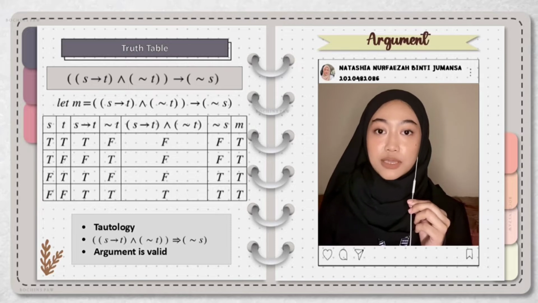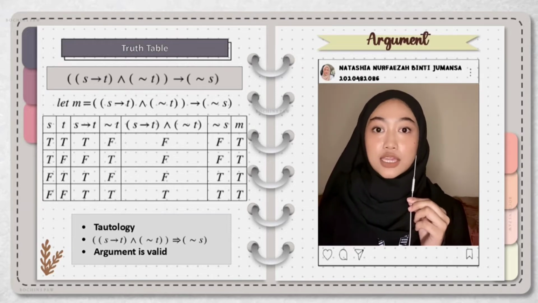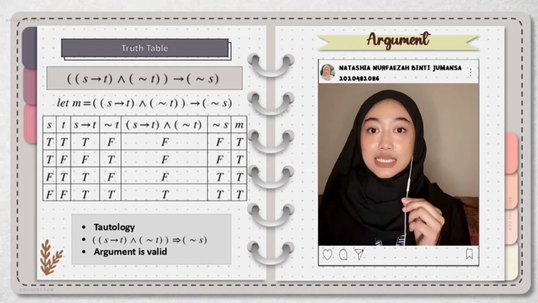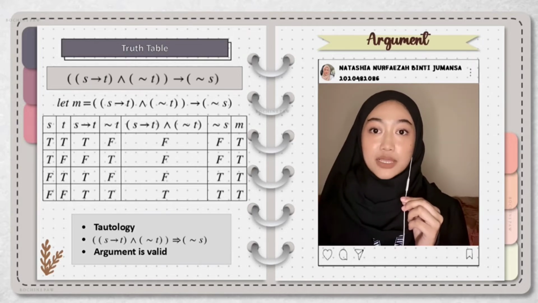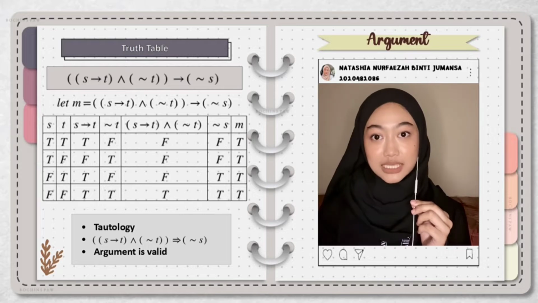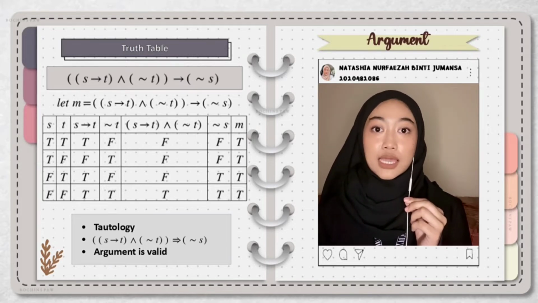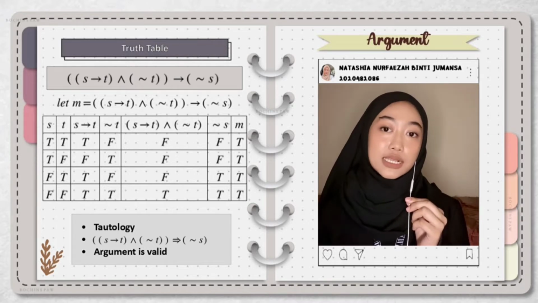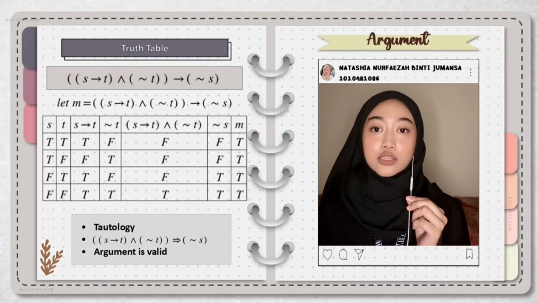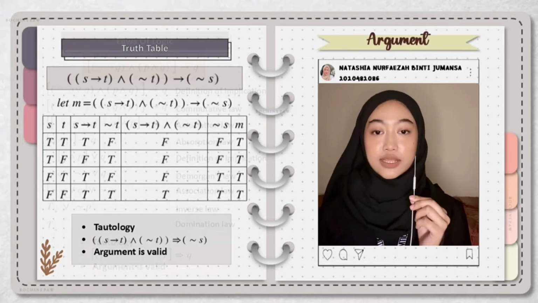Negation S is FFTT because negation T is F and negation F is T. M is TTTT because F implies F is T, F implies T is T, also T implies T is T. The only condition you get F is by using T implies F. If all the premises are T, so we get a tautology. And automatically the symbol implies will change to logically implies. So the argument is valid.